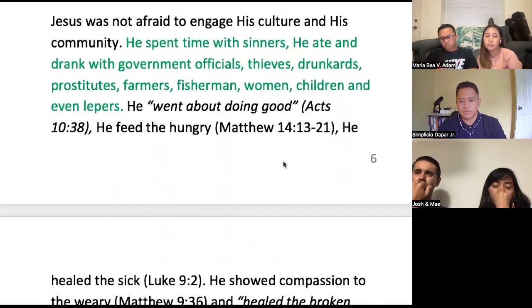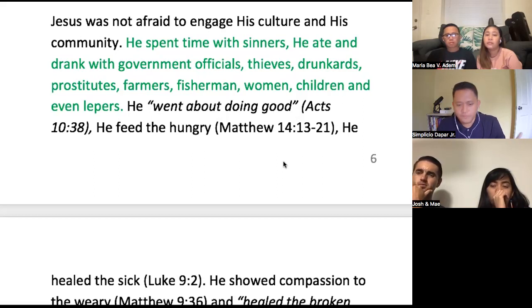Jesus was not afraid to engage his culture and his community. He spent time with sinners. He ate and drank with government officials, thieves, drunkards, prostitutes, farmers, fishermen, women, children, and even lepers. Now, I included drunkards there because, I mean, it's pretty obvious, right? If Jesus was sitting with the people who are drinking, what is he doing?